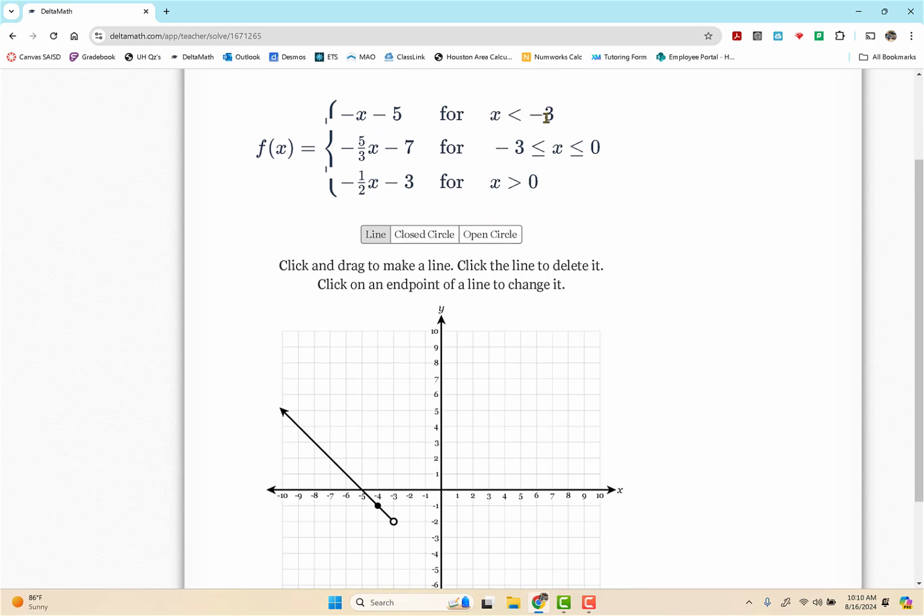Yes, it is. Negative times the negative is a positive. 3 minus 5 is -2. -3, -2. And slope of -1. Perfect. All right, next. I'm going to go to this middle one.